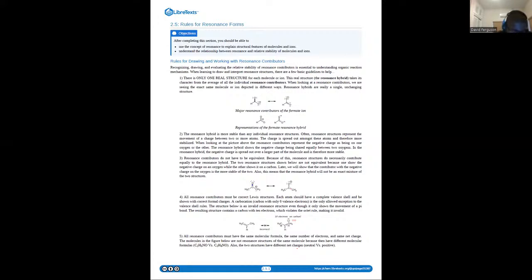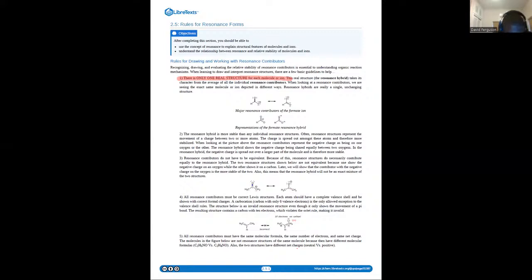There's only one real structure for each molecule or ion. That's something we're going to highlight. Only one real structure. And what's that structure called? That is the resonance hybrid. Remember, our objective is to understand the concept of resonance, to explain structural features of molecules and ions. That's the first goal, the first objective we need to fulfill.